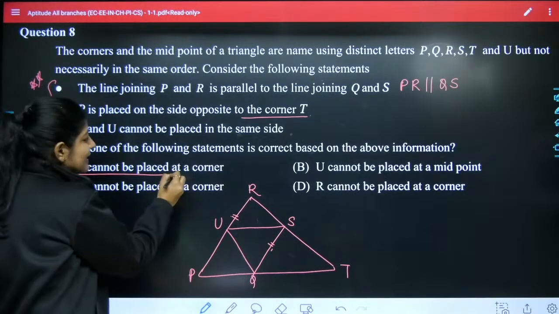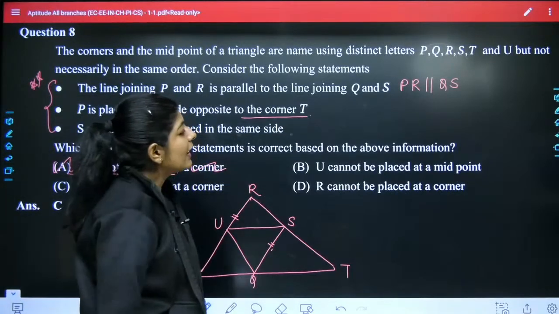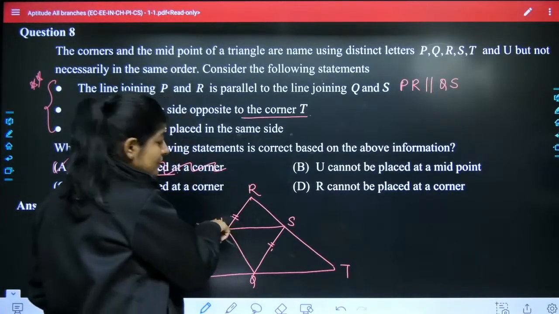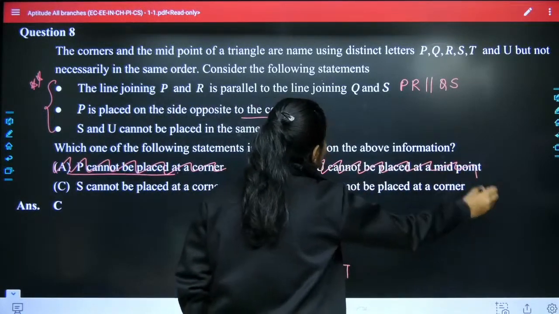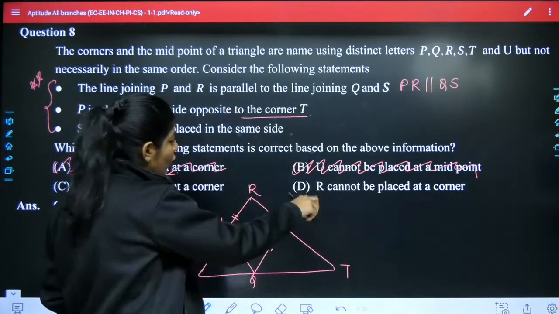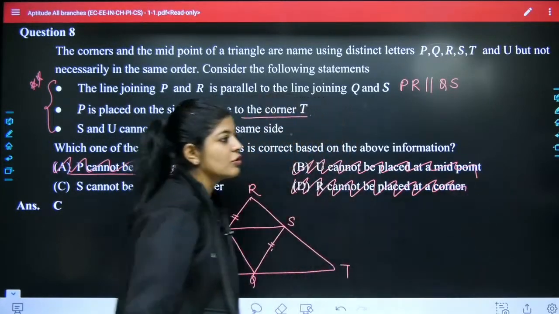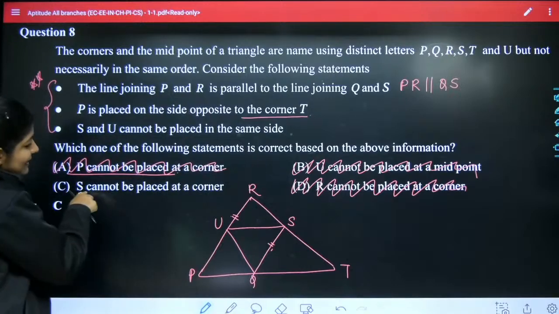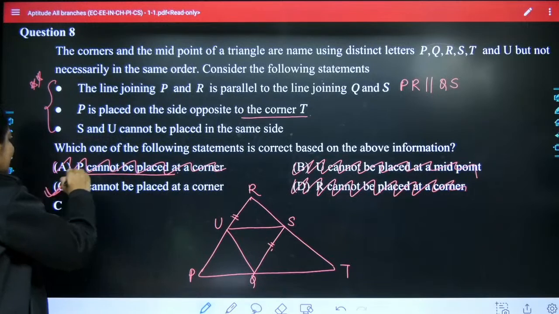Q cannot be placed at a corner. No, Q is present at a corner. That means option number A is eliminated. U cannot be placed at a midpoint. U is present at the midpoint only. That means option number B is also eliminated. R cannot be placed at a corner. R is present at a corner. That means this option is also eliminated. The last option, S cannot be placed at a corner. Yes, S is present at the midpoint. That means option number C is correct.